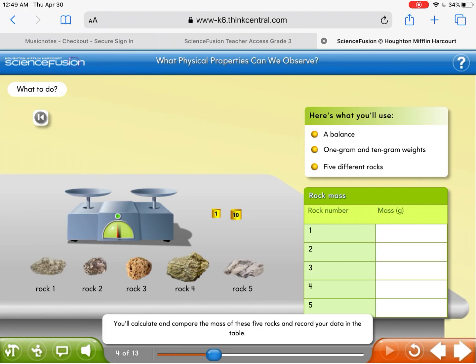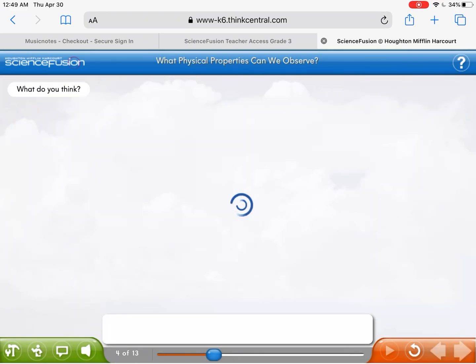Then these little gold things over to the side are weights. So they weigh a certain amount. So if we put them on, we know exactly how much weight we're putting on. And then obviously we have our 5 different rocks. And the whole point of this experiment is to figure out which rock is the heaviest and which is the lightest. So we're going to rank them 1 through 5 in their weights.